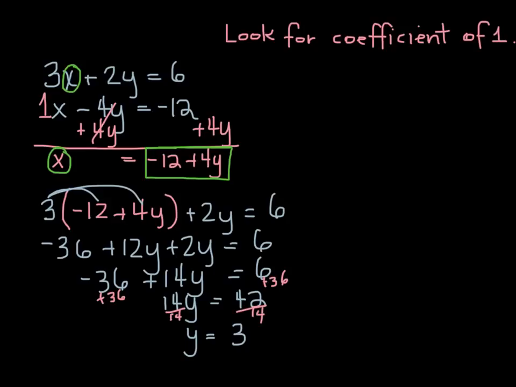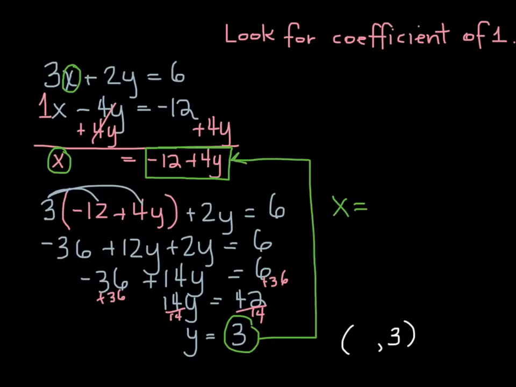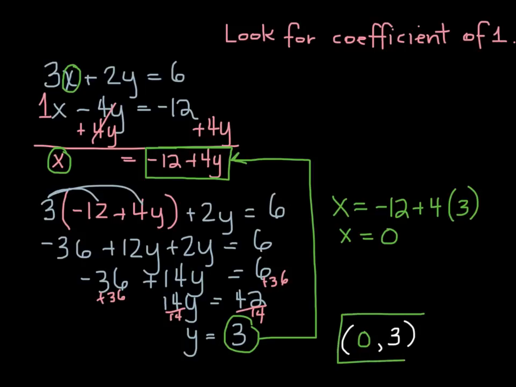Okay, but remember, I'm not done. I know that y is 3, but I need to find out what x is. So I'm going to take that y, and I'm going to plug it in here, because that equation says x equals negative 12 plus 4 times y. So that's negative 12 plus 12, so x is going to be 0. And that would be my answer. That's where these two lines will intersect at that point.